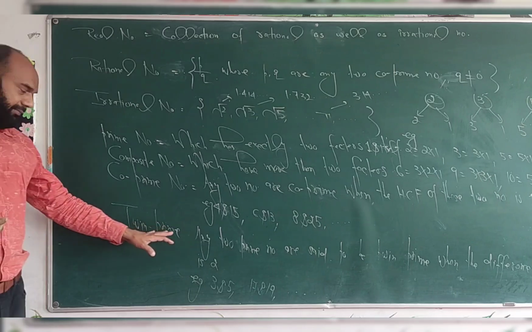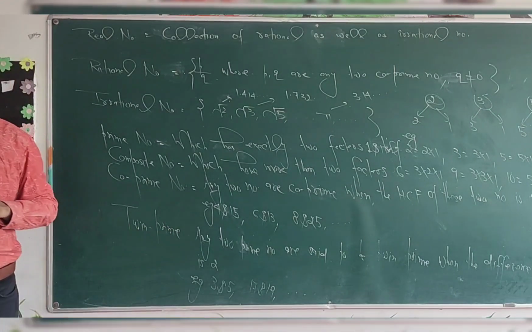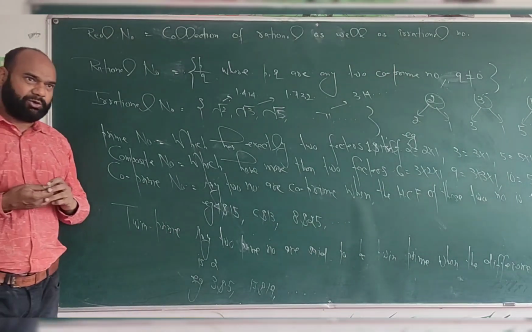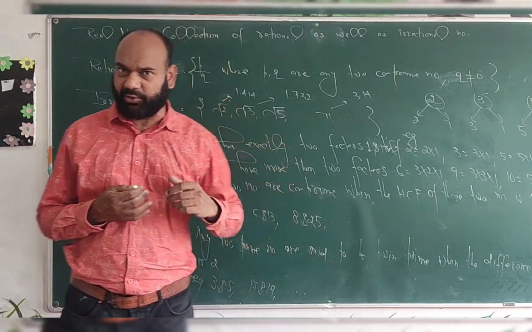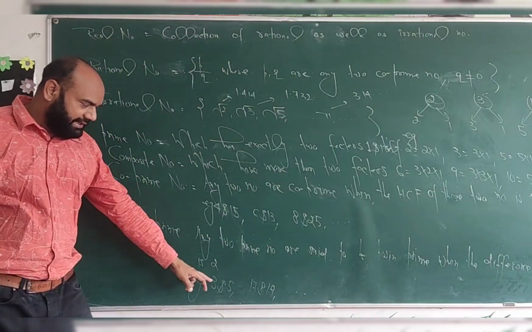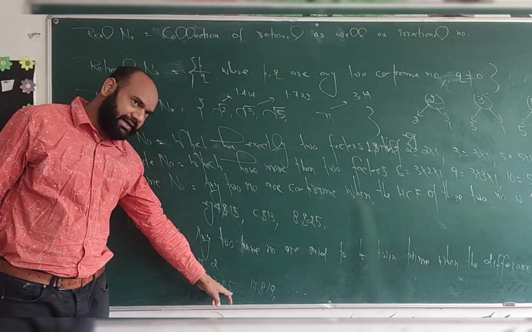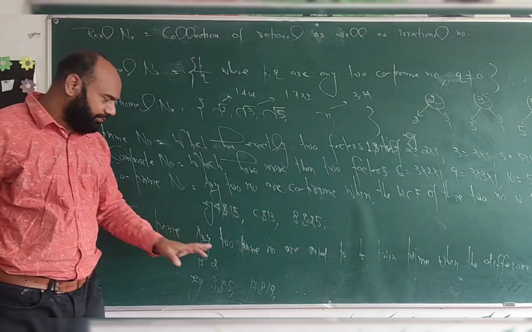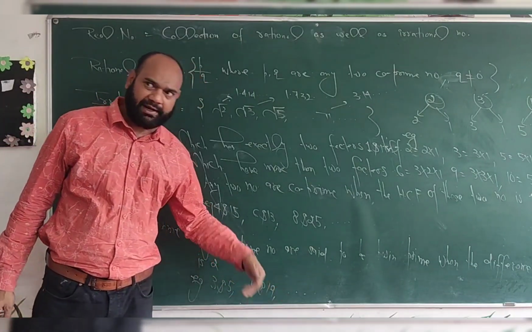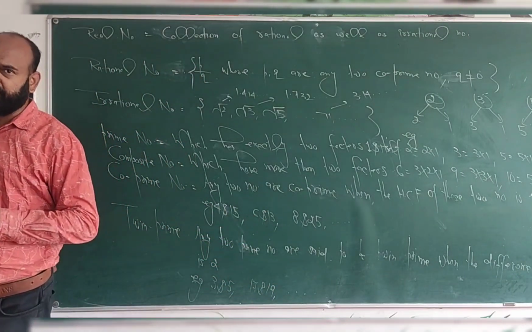What is a twin prime? Any two prime numbers are said to be twin primes when the difference between them is always 2. For example, 3 and 5. 3 and 5 are two prime numbers and the difference between 3 and 5 is 2. 17 and 19 are also examples of twin prime numbers.